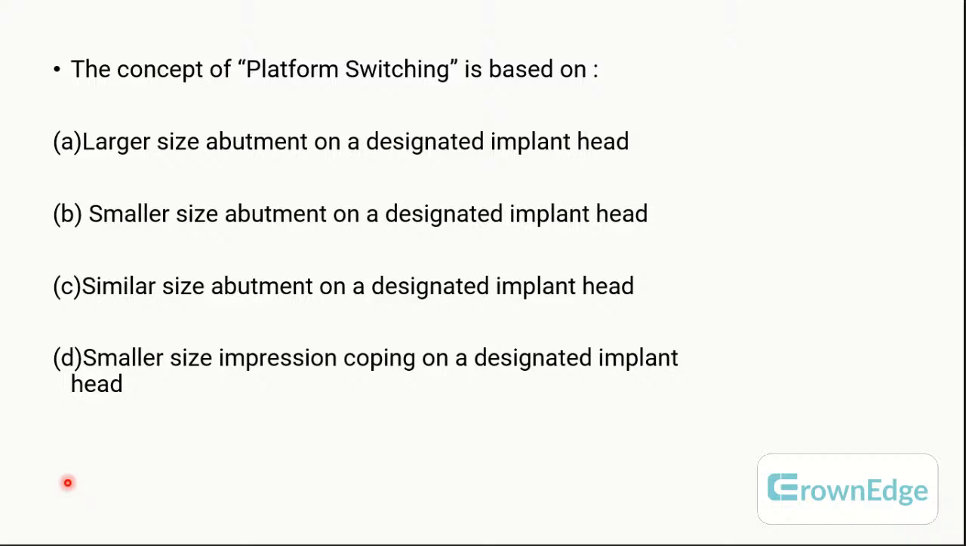Concept of platform switching. If you had to guess, what is it based on? Large size abutment, small size abutment, similar size abutment, or a smaller size impression coping? If it's a lucky day, I'm sure many of you get it right. So you just have to guess what your best guess would be, because there will come a time when you'll have to guess a lot of questions in your NEET exam as well. Anybody? I know the options all look very similar. Okay, I'll just discuss the concept with you.